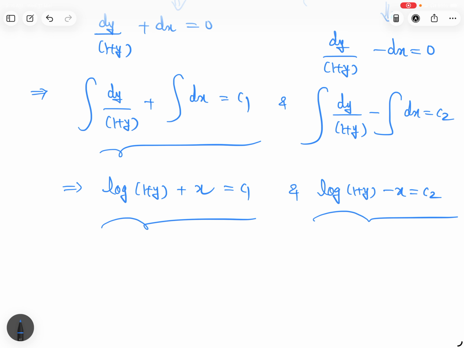What is f1 here? From here, what will we get for f1? F1 is this one: log 1 plus y plus x. What is f2 here? Can you tell me?